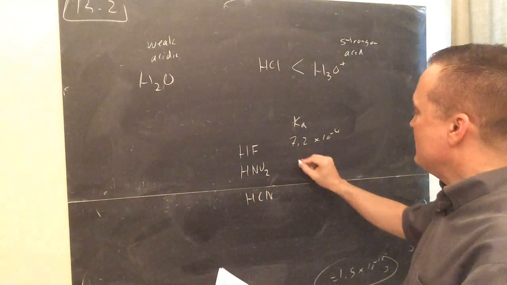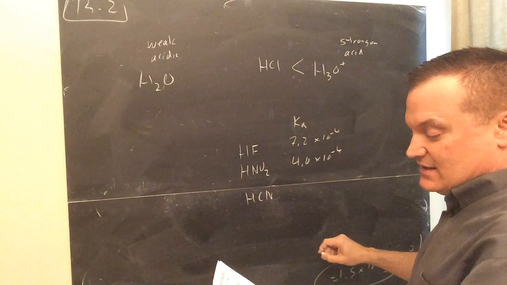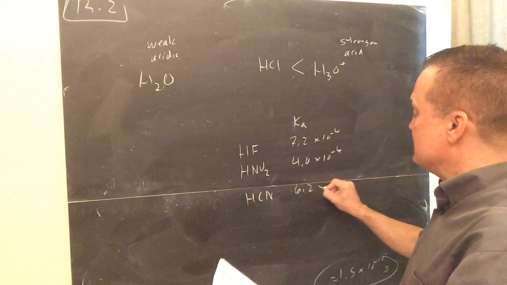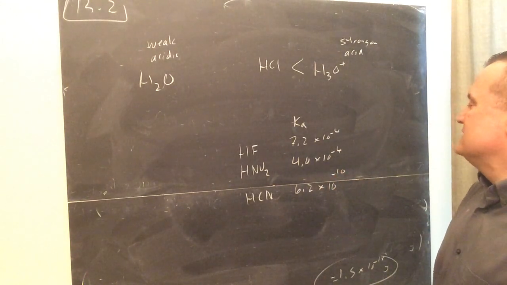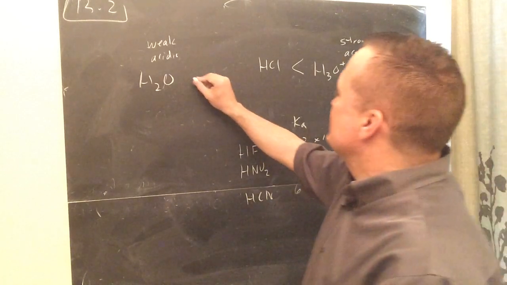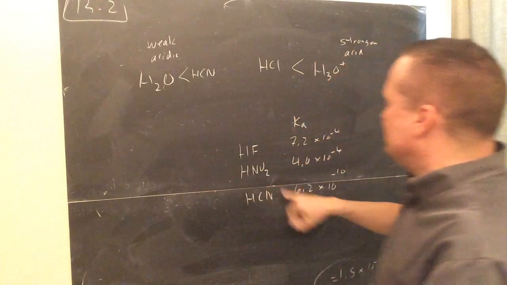HNO2, 4.0 times 10 to the negative 4. And HCN, so just reading a data table and knowing how to interpret it, 6.2 times 10 to the negative 10. So who's the weakest of all of these? Well, the weakest has to be the highest number, HCN. So HCN will be stronger than water, but weaker than any of these.